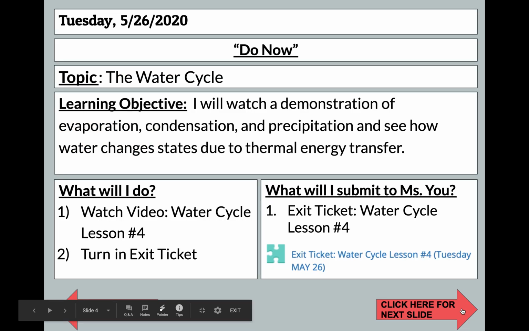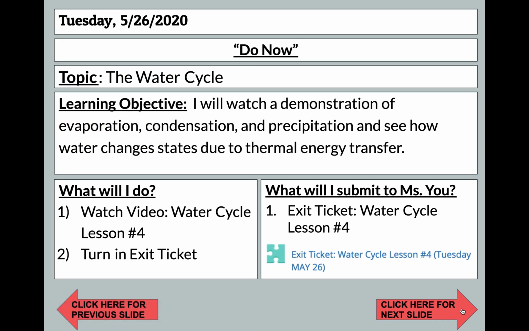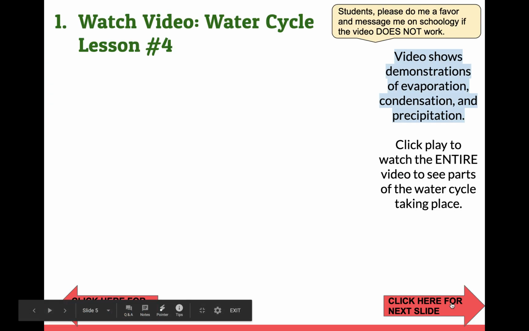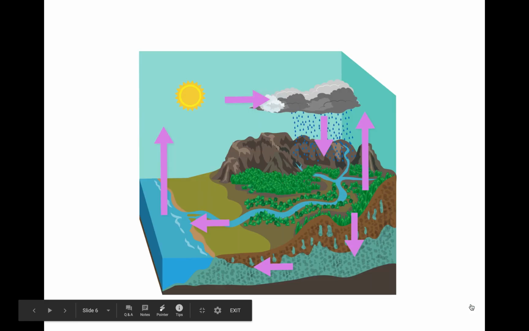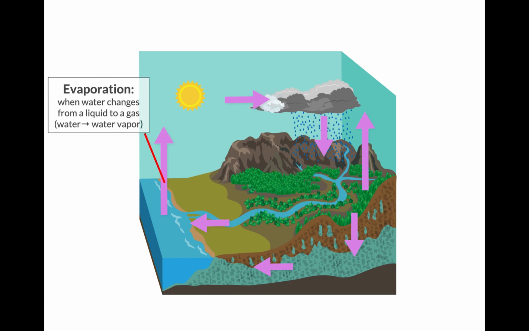Alright, so here we go. Our learning objective: I will watch a demonstration of evaporation, condensation, and precipitation, and see how water changes states due to the thermal energy transfer. So if you need to rewatch the video, it'll be right over here. Make sure you watch till the end because you need to know this information to do well on your exit ticket.